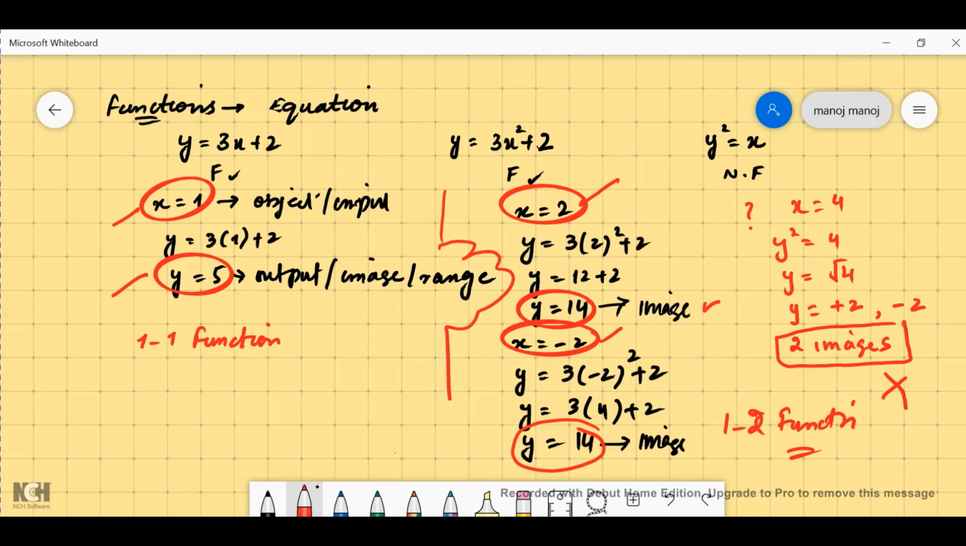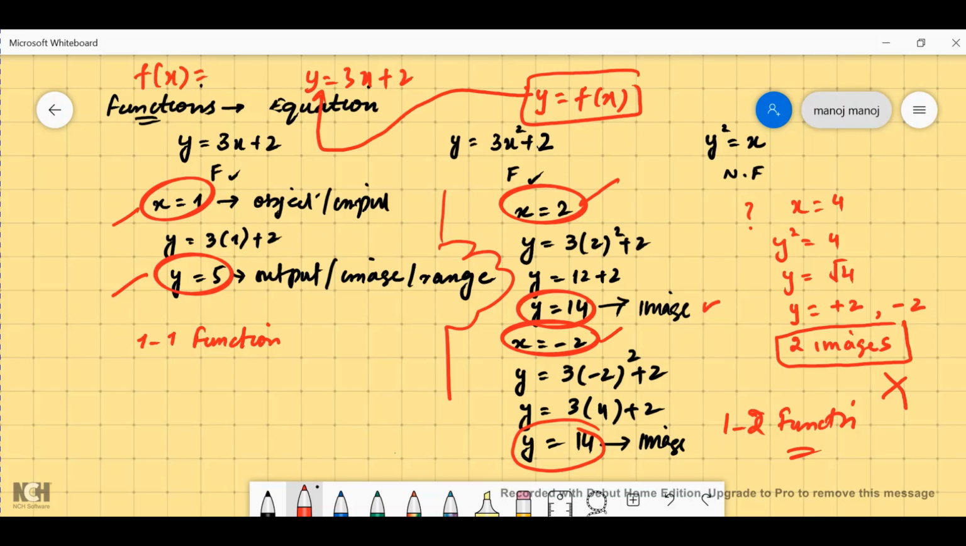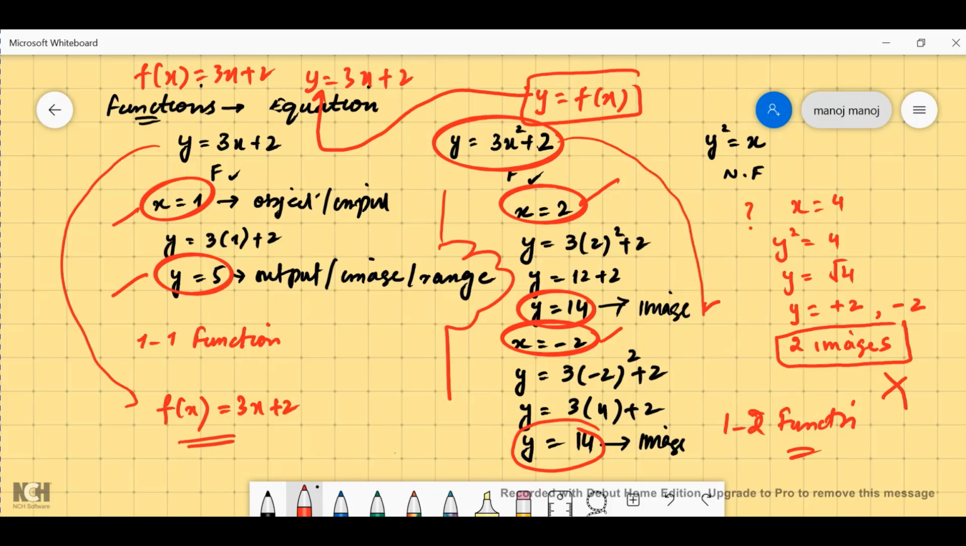Normally in equations we write y equals 3x plus 2, and in functions we can write y equals f of x. We replace this here, so the function will be f of x equals 3x plus 2. So this equation can be written as f of x equals 3x plus 2, an example of a function, and this equation can also be written as f of x equals 3x squared plus 2. So this is the explanation for the function.